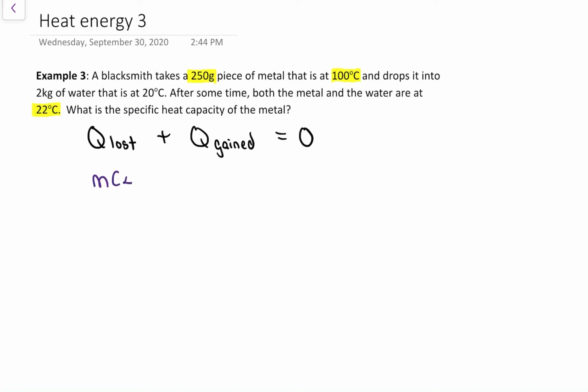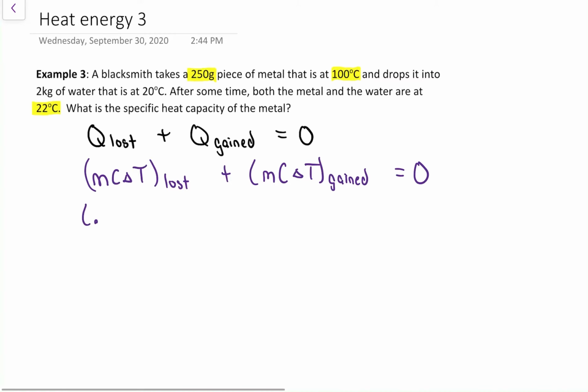So when we set up MC delta T of this one, I'm going to say this was the lost. When we set up MC delta T of this thing that lost energy, the mass is 0.25. I don't know C. The change in temperature is always the second minus the first. So in this case, it's going to be 22 because it ended up at 22. Take away 100. That's going to flip to be a negative number, which is okay. We're kind of expecting that since it lost energy.